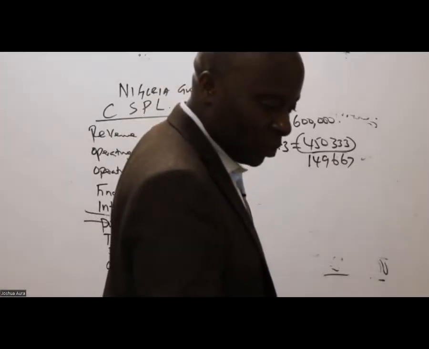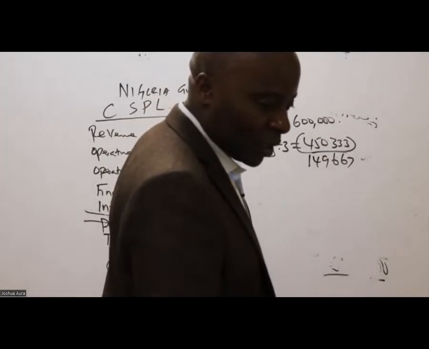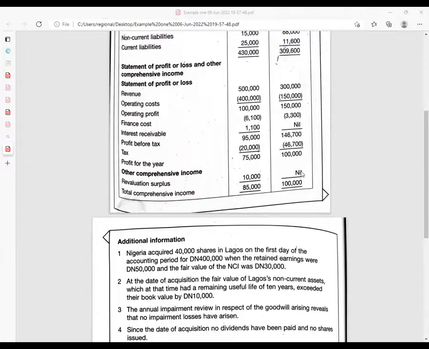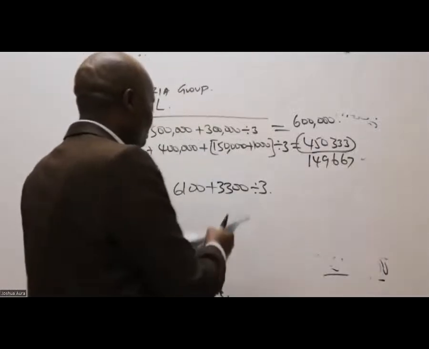The finance cost has been provided. So finance cost, I can see 1,100 plus nil. Actually, there is nothing really to. Finance cost is 6,100 plus 3,300. But you see, this 3,300 has to be translated, so divided by the average rate, which is 3. Could you kindly give me this finance cost figure? What do we have here?